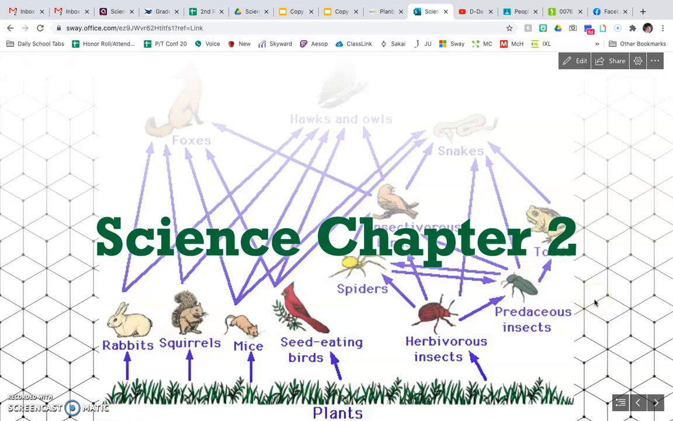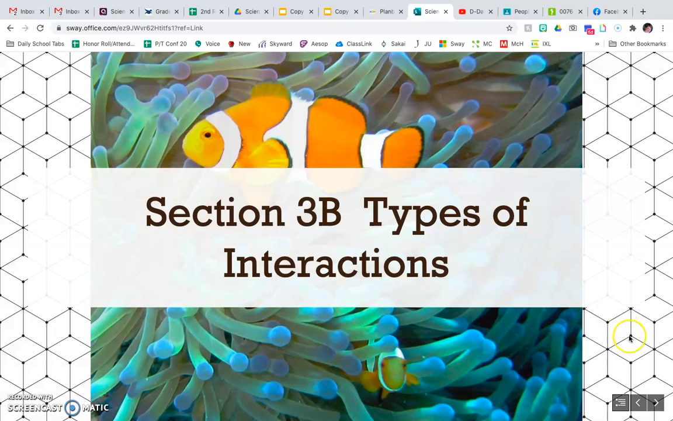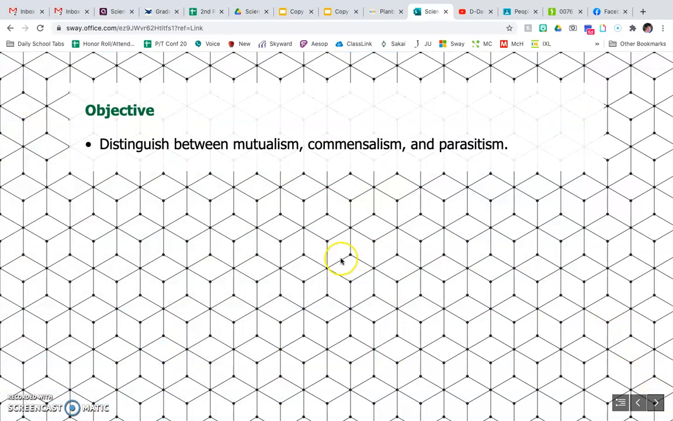Today we're going to continue our study of Chapter 2, Lesson 3, with the second part of Lesson 3. So 3B, Types of Interactions. We only have one objective today, but it's very important. You should be able to distinguish between mutualism, commensalism, and parasitism.